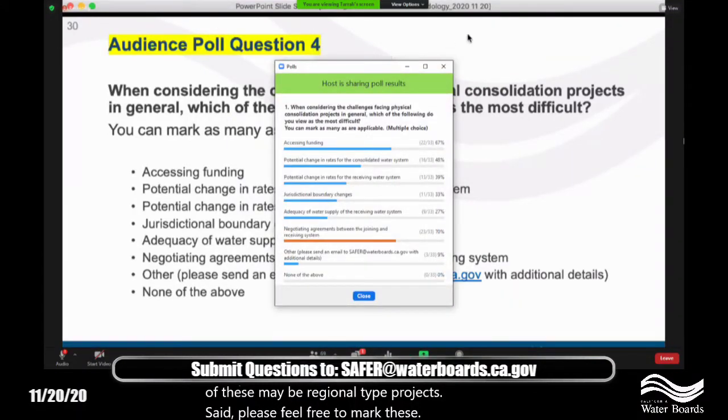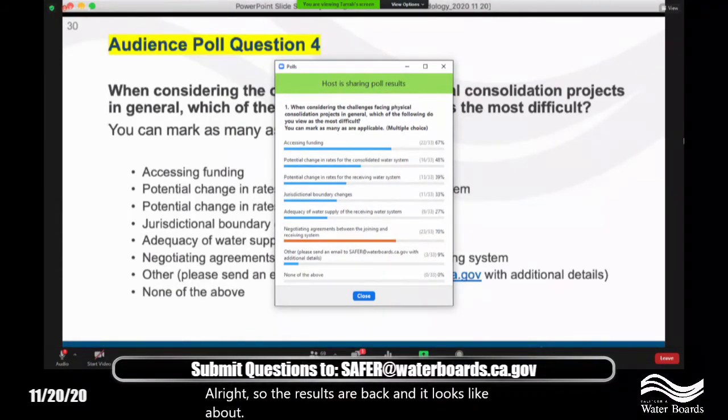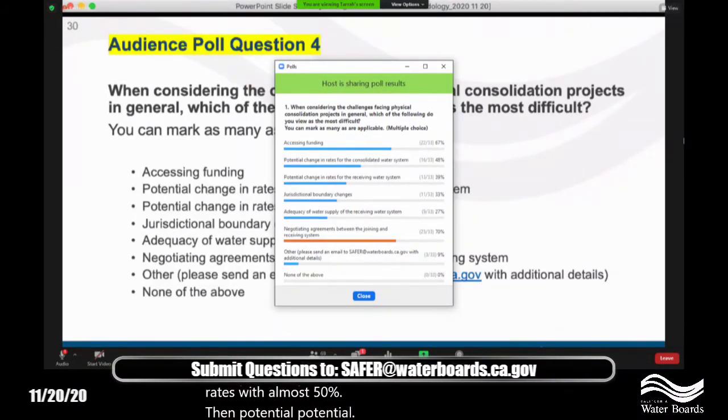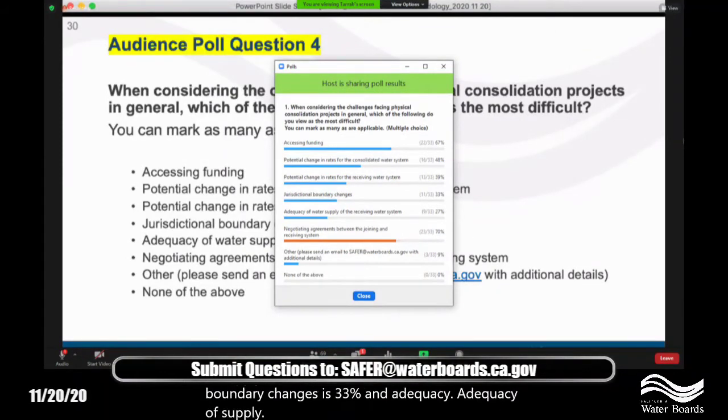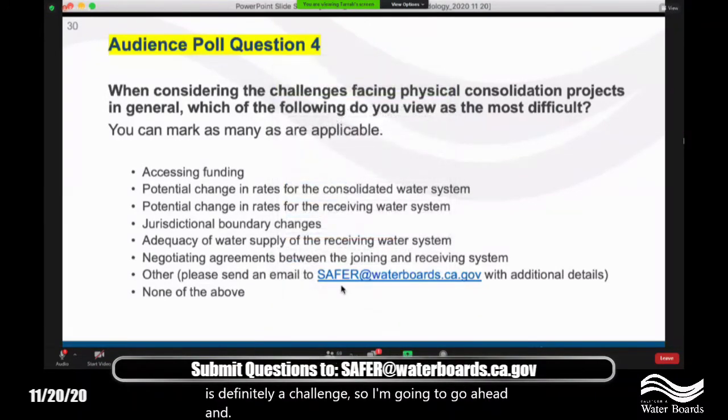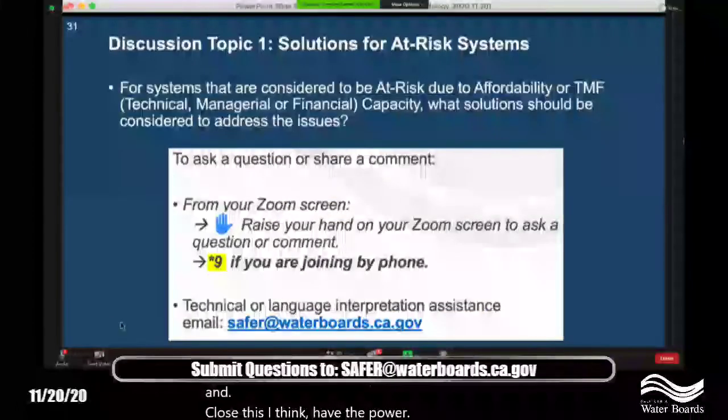All right, so the results are back, and it looks like about 67% of people felt that accessing funding is one of the biggest challenges. Potential change in rates was almost 50%, then potential change in rates for the other part of the system is about 40%, jurisdictional boundary changes is 33%, and adequacy of supply is about 27%. Negotiating agreements between the joining and receiving systems was the winner at 70%, which is definitely a challenge. So I'm going to go ahead and close this. I think I have the power. Okay, great. So I'm going to move on to the next slide here.